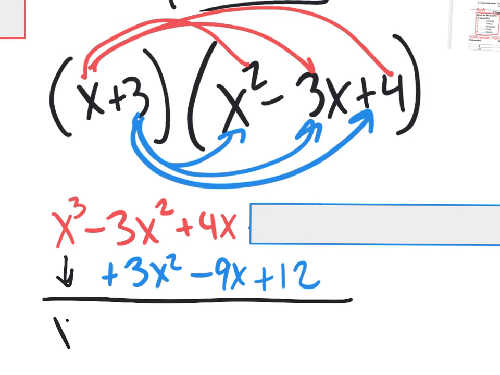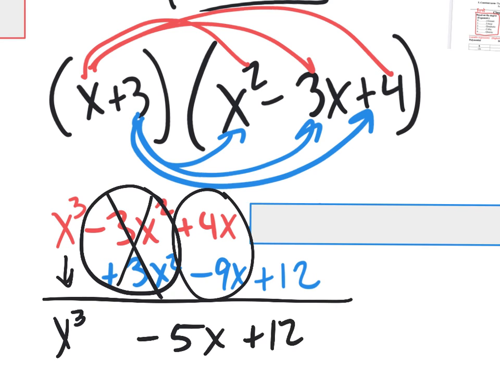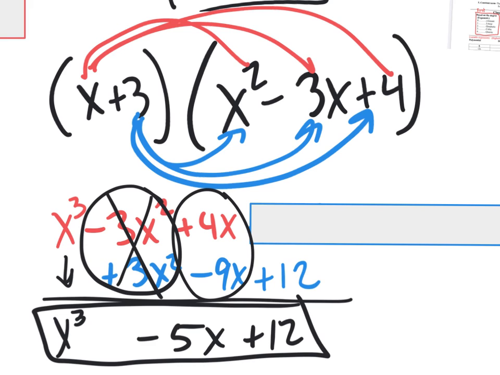The x to the third comes down. The negative 3x squared and the positive 3x squared, those eliminate. You get 0x squared. There's nothing there. The positive 4x and the negative 9x, that'll give you a negative 5x. And then you bring down the plus 12, and there's your answer. X to the third minus 5x plus 12, and that is a cubic trinomial, just to let you know.